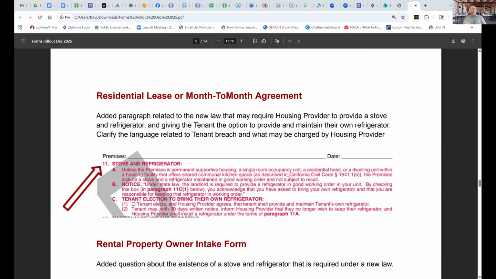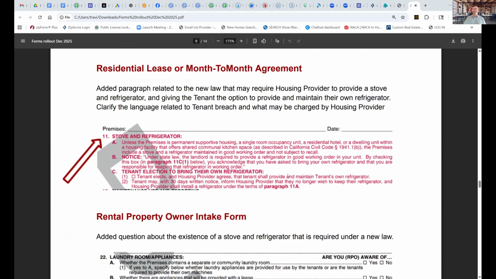Okay. All right. Residential lease or month-to-month agreement. So this is a new one, new law that passed. So it added a paragraph related to the new law that may require housing provider to provide a stove and refrigerator, and giving the tenant the option to provide and maintain their own refrigerator. They clarify the language related to the tenant breach and what may be charged by the housing provider. So you can see right here, section 11 of the lease agreement.